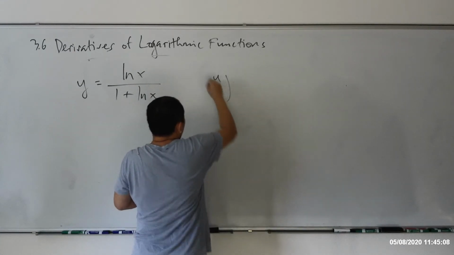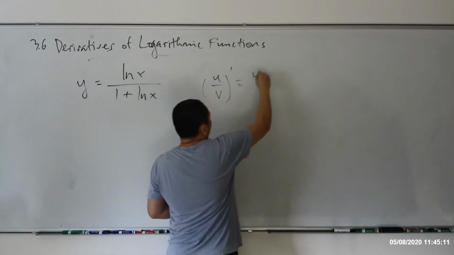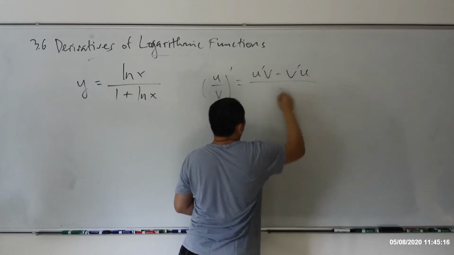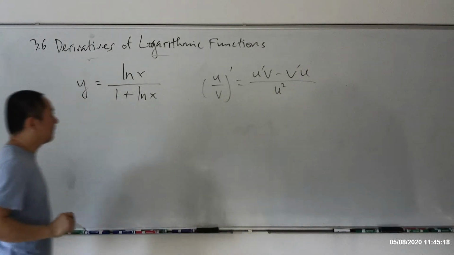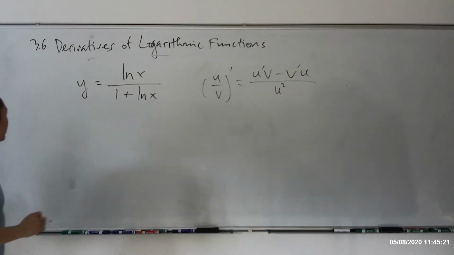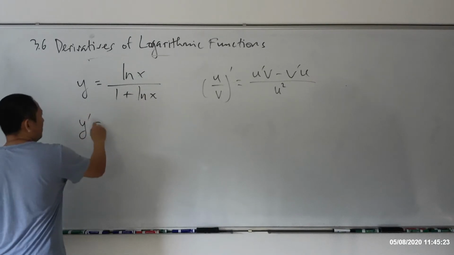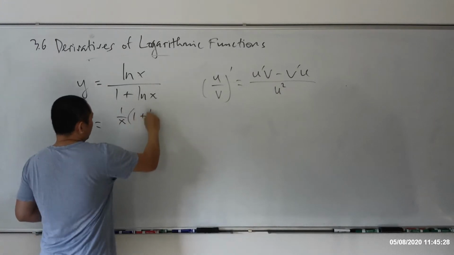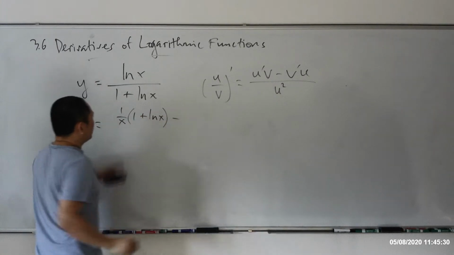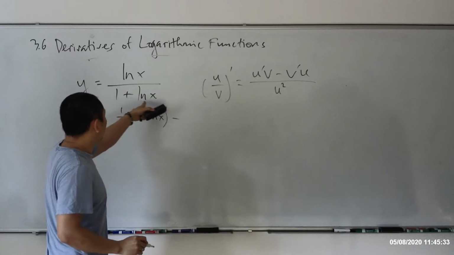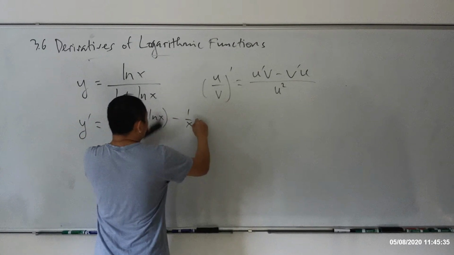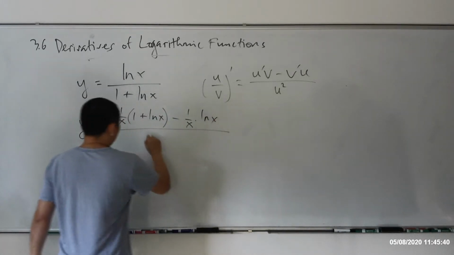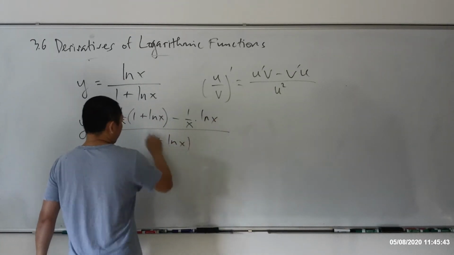u over v, derivative is what? Derivative of the top times the bottom minus derivative of the bottom times the top, over the bottom squared. Okay, so y prime, the derivative of the top is 1 over x times the bottom 1 plus ln of x, minus the derivative of the bottom, the derivative of 1 is 0, the derivative of ln x is 1 over x, times the top, which is ln of x, all over 1 plus ln of x, everything squared.